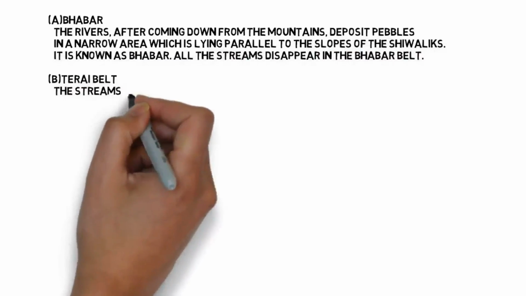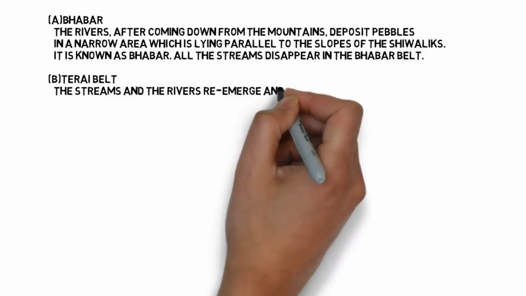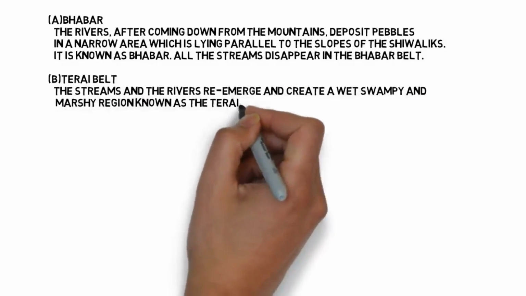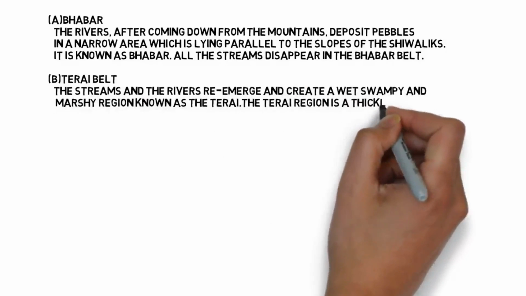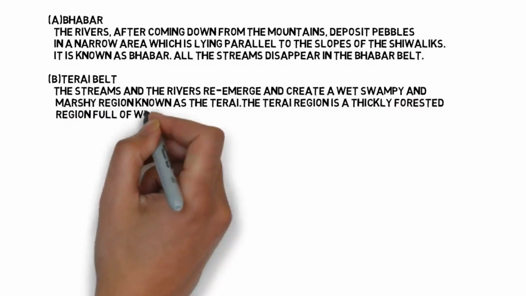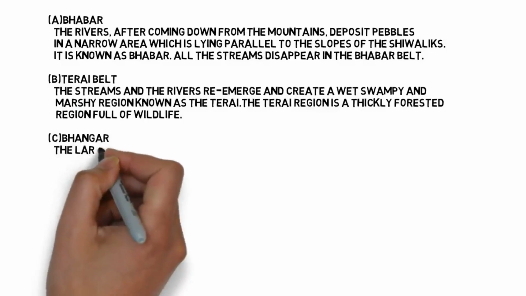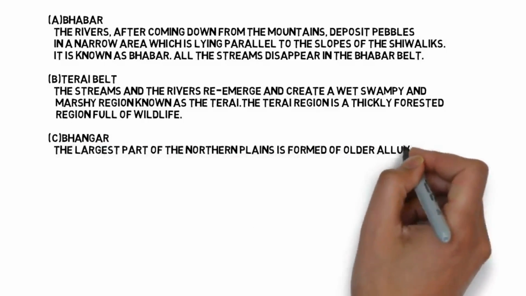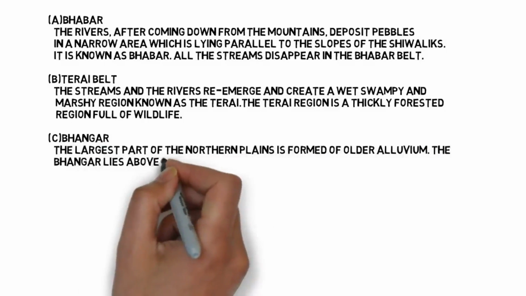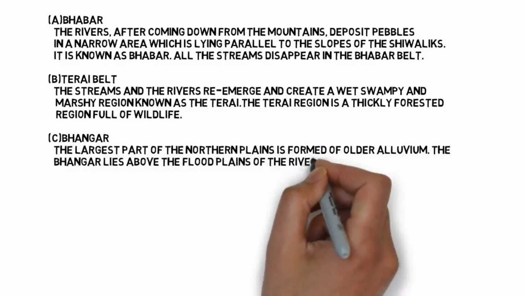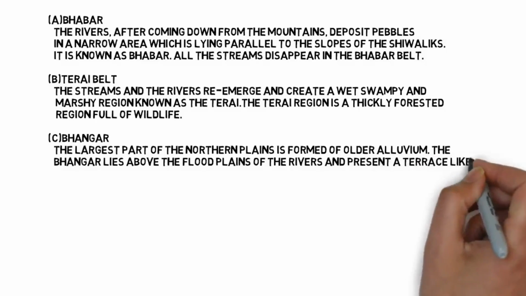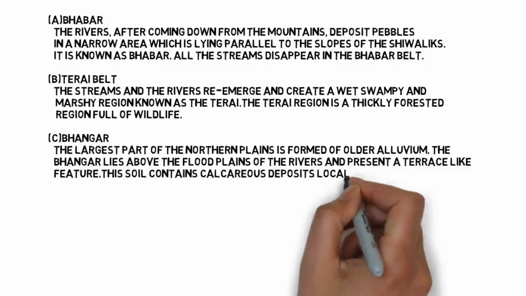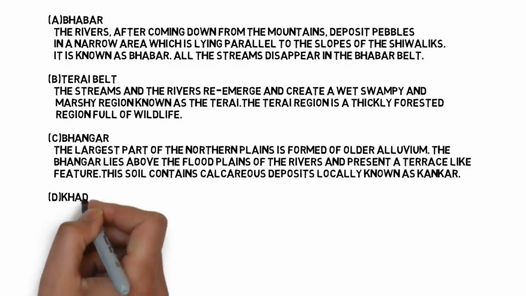Terai belt: the streams and the rivers re-emerge and create a wet, swampy and marshy region known as the Terai. The Terai region is a thickly forested region, full of wildlife. Bhangar: the largest part of the northern plains is formed of older alluvium. The Bhangar lies above the floodplains of the rivers and presents a terrace-like feature. This soil contains calcareous deposits locally known as kankar.